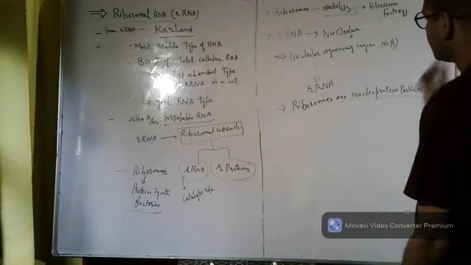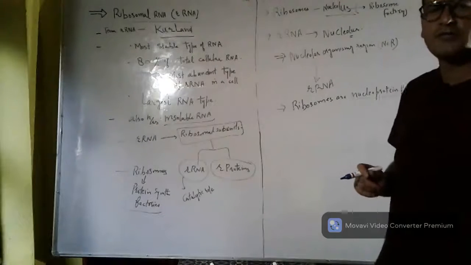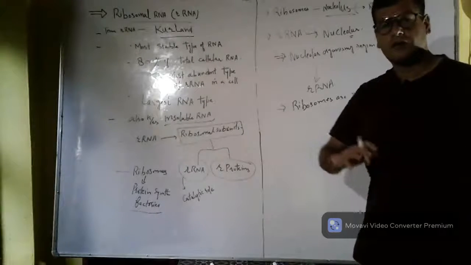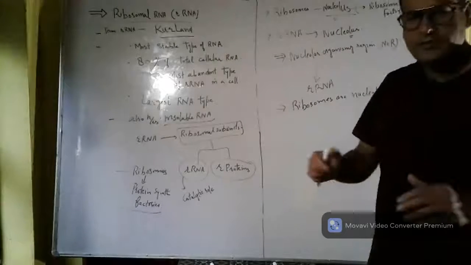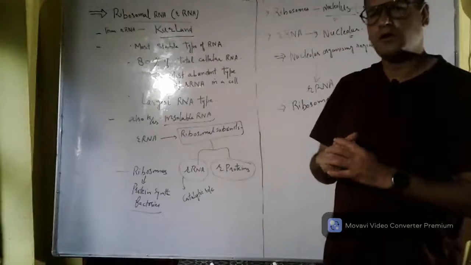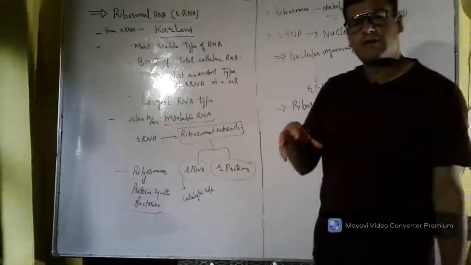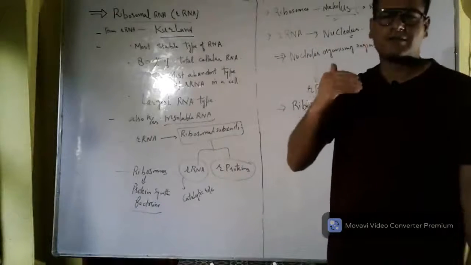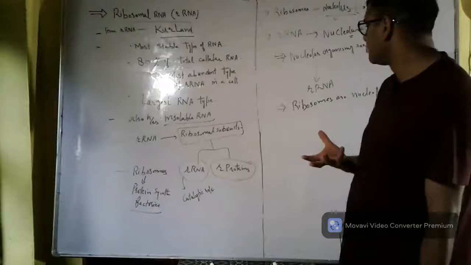So the genes for synthesizing the ribosomal RNA are present in the nucleolus. The nucleolus is actively involved with the synthesis of ribosomal RNA. And in the chromosome, there is a specific region called the nucleolar organizing region, and this is responsible for the synthesis of ribosomal RNA.